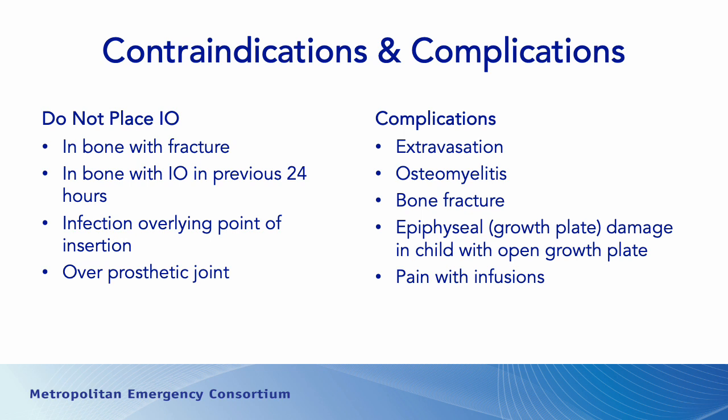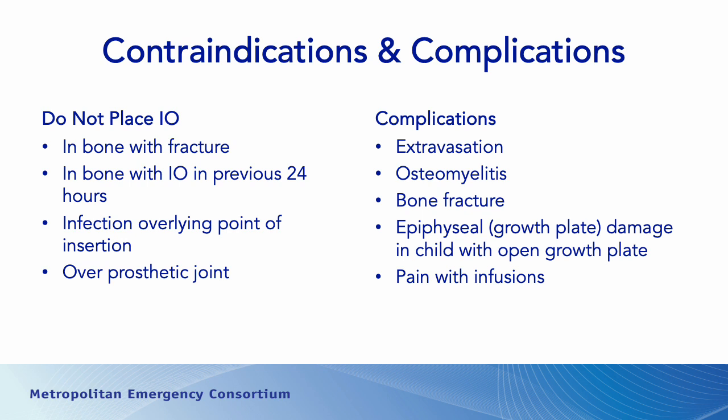Really don't want to place an IO in a bone that's had an IO in the previous 24 hours. So if the patient had an IO placed a week ago and you need to use the same bone, you can. You should not place an IO needle through any point of infection. So if you have a patient with what appears to be cellulitis overlying your usual place to start an IO, you should not use it because you have the potential to aggravate the infection or induce sepsis.